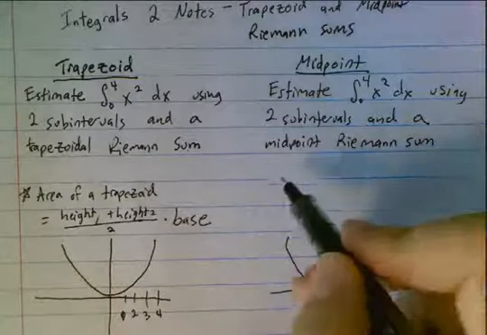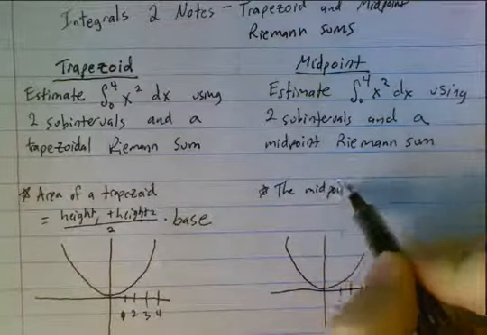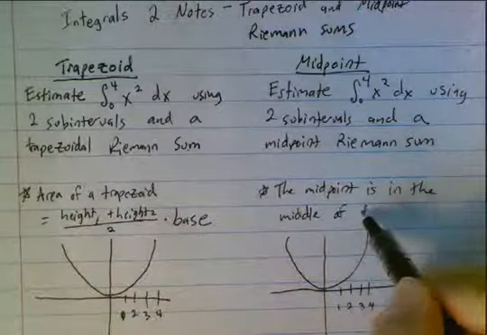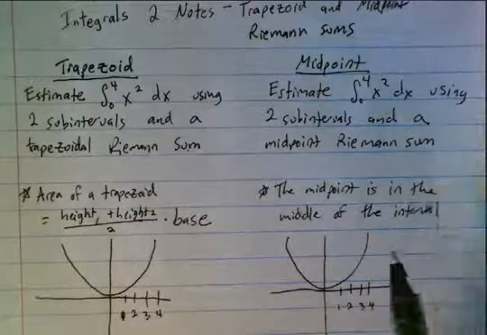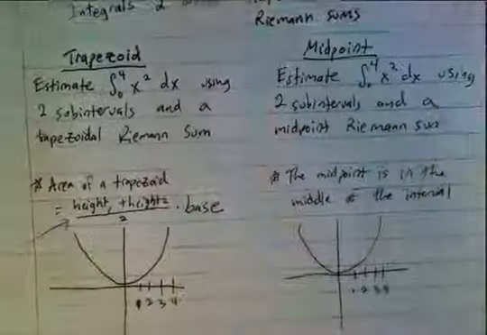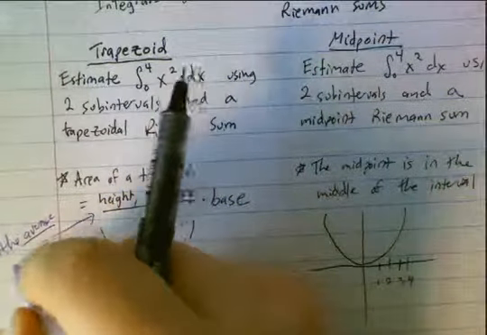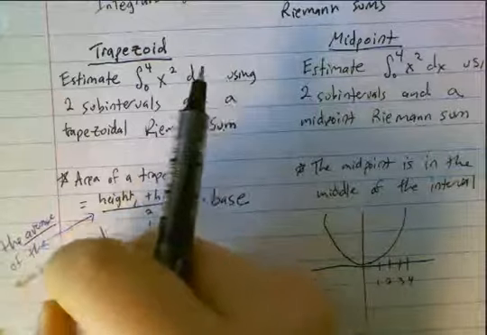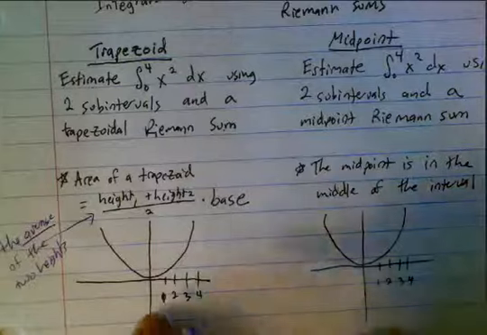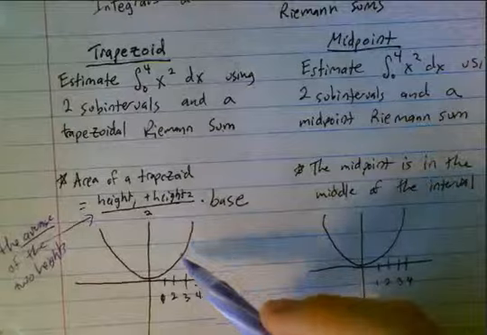Over here, the thing to remember, the midpoint is in the middle of the interval. Actually, I just want to write this in over here so I make sure that we have it. That what this really means is the average of the two heights. So rather than just lining us up with one, like the left side or the right side, in this case we're actually going to use both.